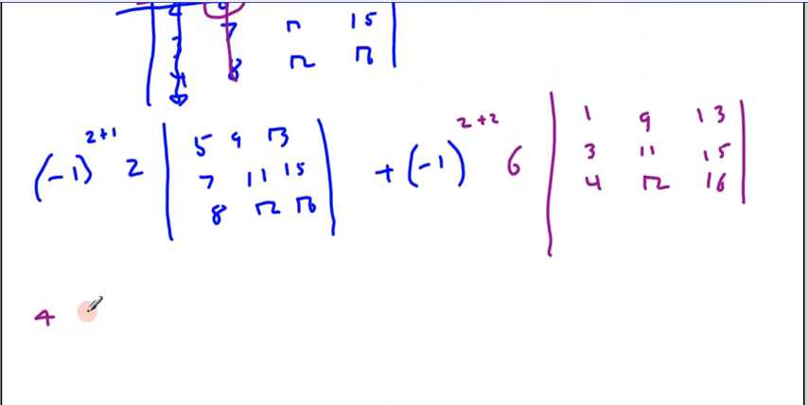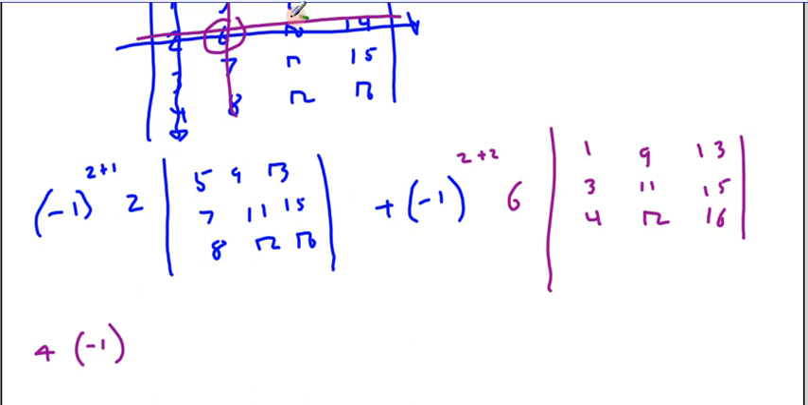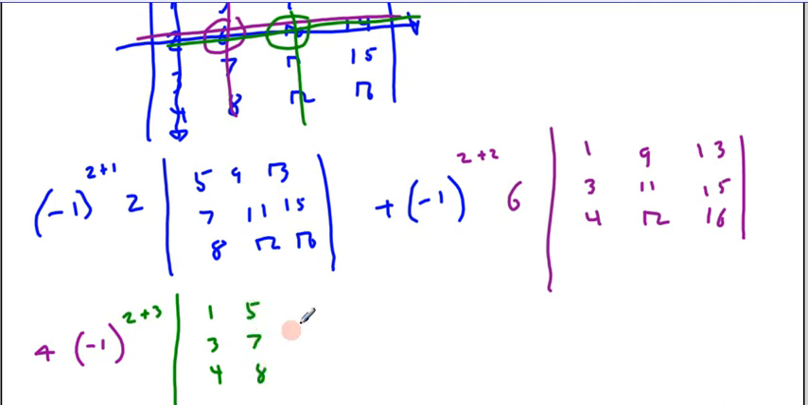Plus minus 1 raised to the row and column of that 10, second row, third column, minus all the things that are gone when I get rid of those: 1, 3, 4, 5, 7, 8, 13, 15, 16.